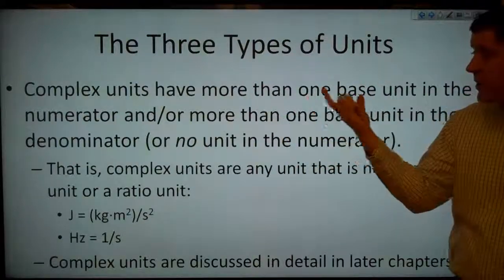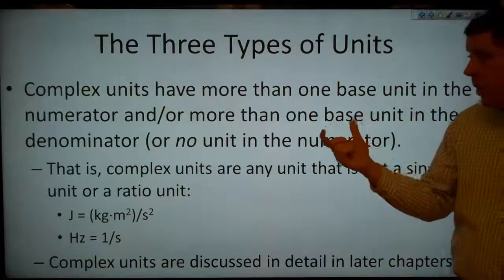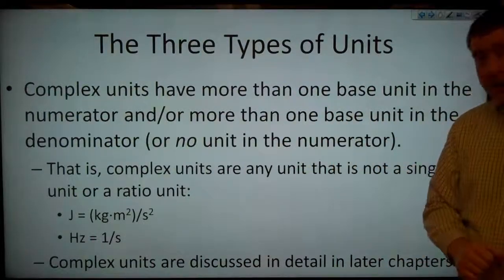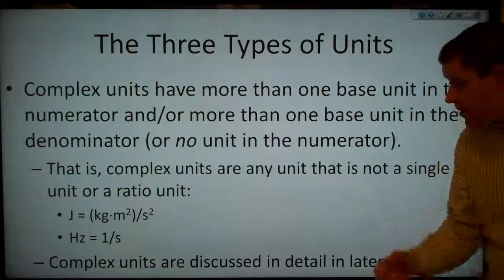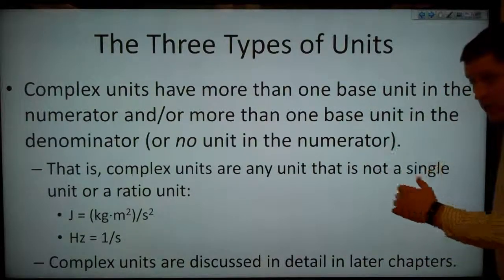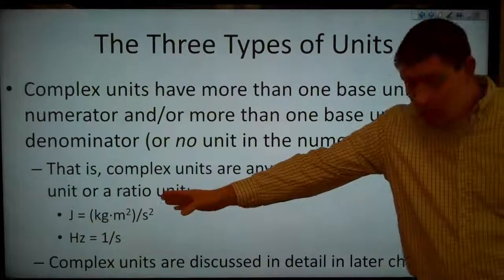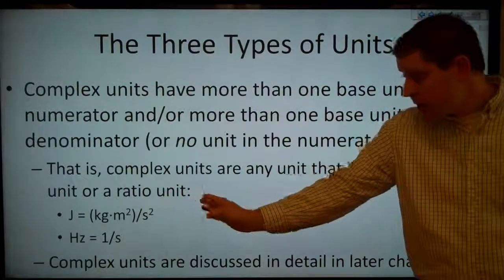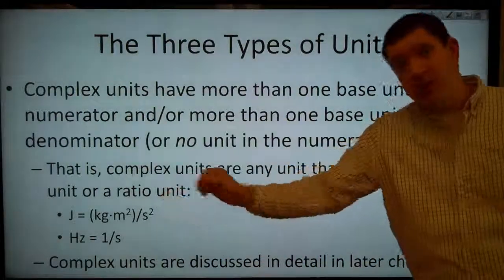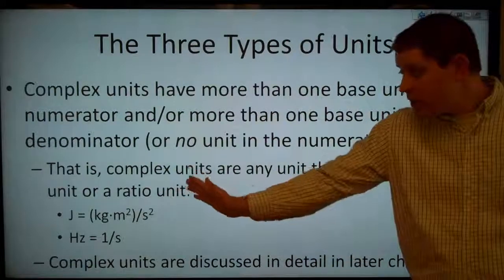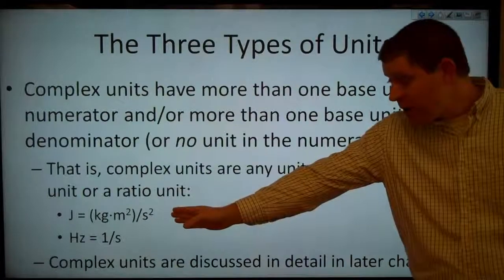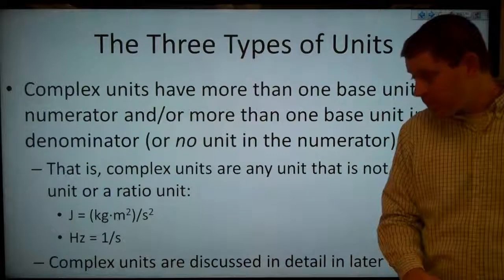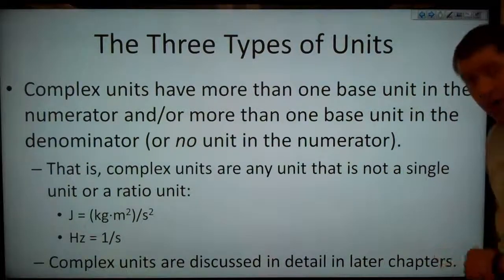On the other hand, complex units have more than one base unit in the numerator and or more than one base unit in the denominator, or no unit in the numerator. That is, complex units are any unit that is not a single unit or a ratio unit. For example, joule is a complex unit because we've got kilograms times meters squared divided by seconds squared. So the fact that we have kilograms and meters in the numerator there means that joule is a complex unit. Hertz is a complex unit because now we have no units in the numerator, we just have 1 over seconds. So complex units are discussed in detail in later chapters.